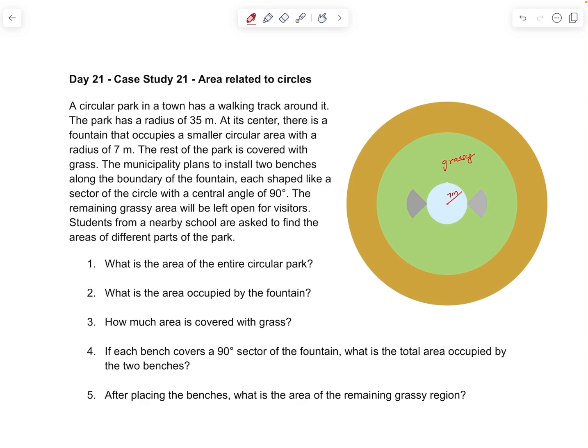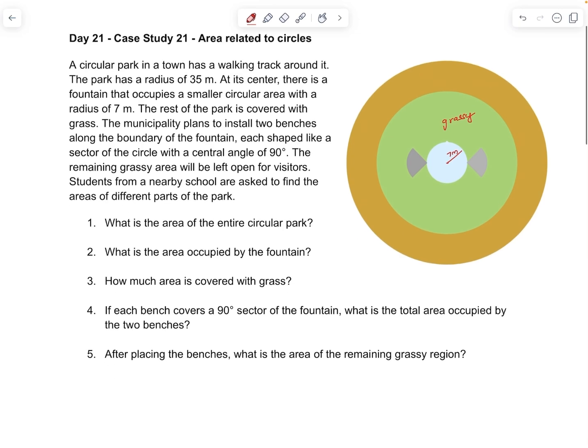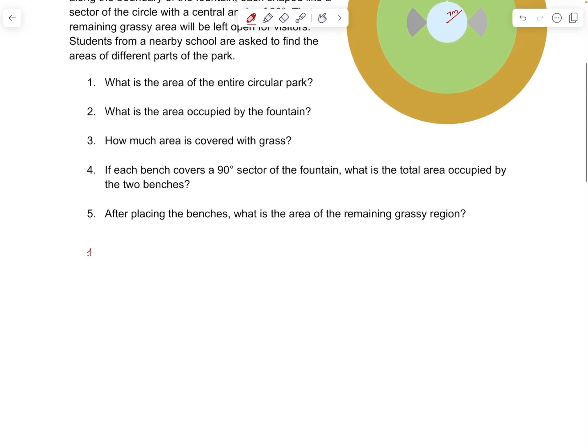Question 1. What is the area of the entire circular park? The radius of the circular park is 35 meters. So the area of the park is equal to pi times 35 squared. Pi can be taken as 22 upon 7 times 35 squared, which gives us 3850 meter square.